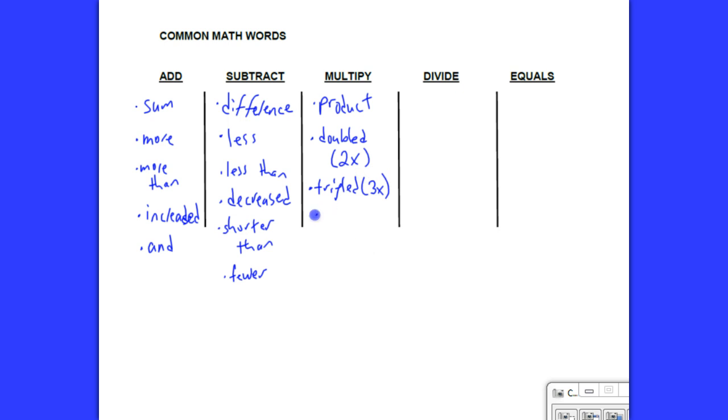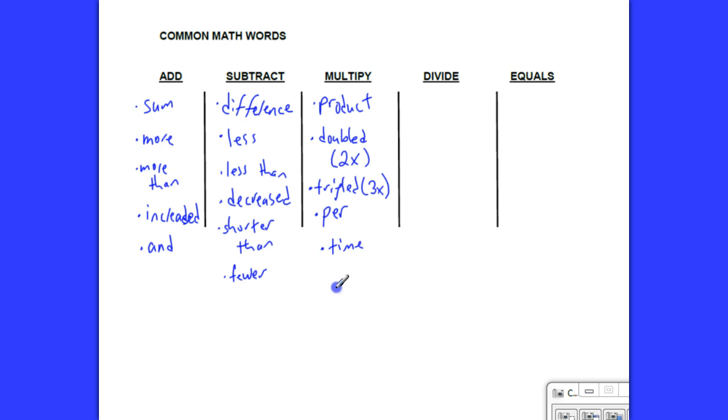There's another one here that's important though, per. Per is an interesting word because sometimes it can mean divide and sometimes it can mean multiply. So I'll probably put that one in both columns. You have to really understand the context of what's happening in the problem. If I said I make $5 per hour, it would be 5 times the number of hours. In that case it would be a multiplication. You might just see the word times.